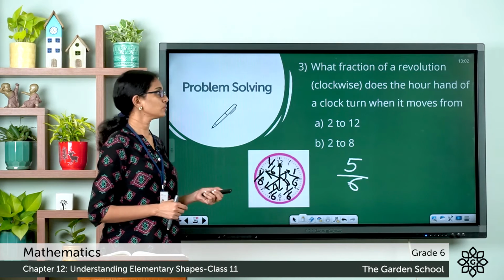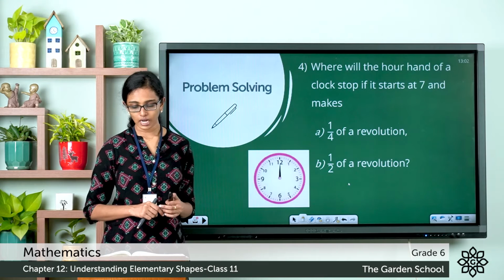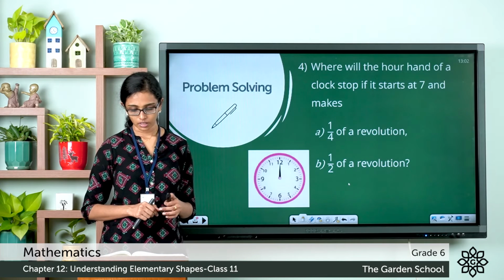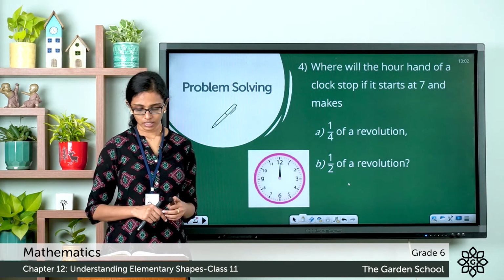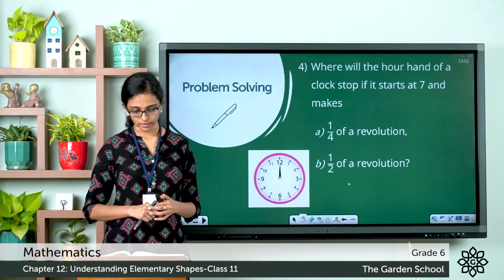Hope this is clear to you. Let's discuss the next one. Question number 4. Where will the hour hand of a clock stop if it starts at 7 and makes a 1 by 4 revolution and 1 by 2 of a revolution?